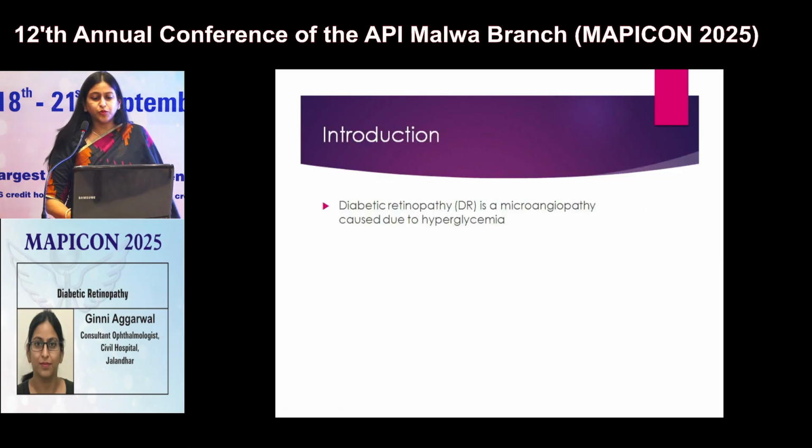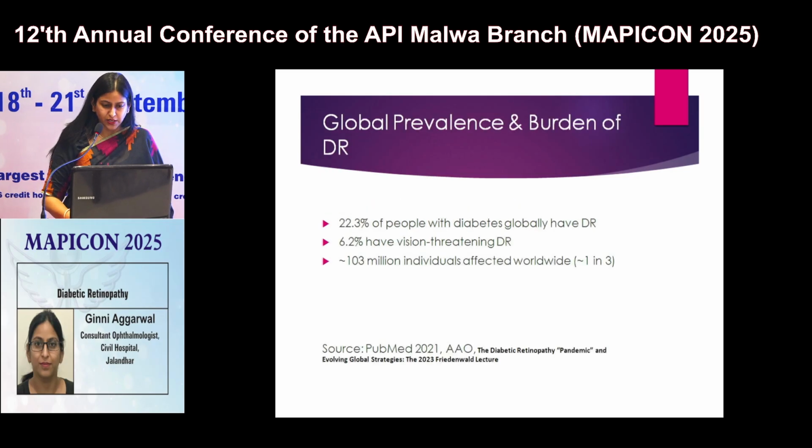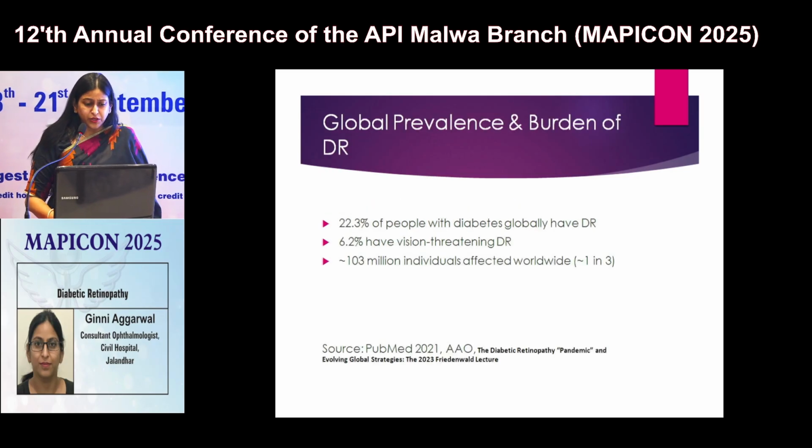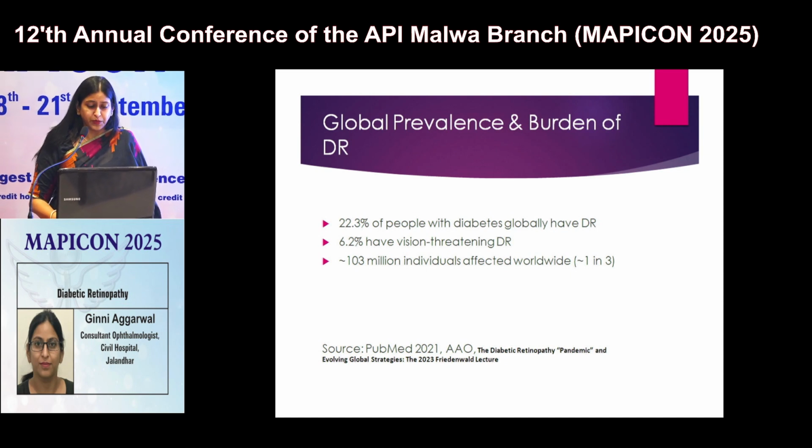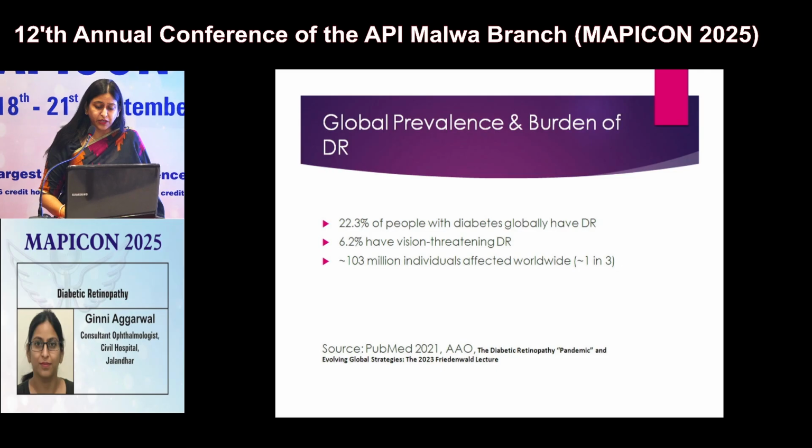So diabetic retinopathy is a microangiopathy which is caused because of hyperglycemia. Now we know the small blood vessels are very susceptible and they generally do not tolerate high levels of glucose. So the global prevalence and burden of diabetic retinopathy: almost 22.3% of people today suffering from diabetes have DR, and 6.2% have vision-threatening diabetic retinopathic complications. And grossly over 103 million individuals are affected worldwide, which is 1 in 3.